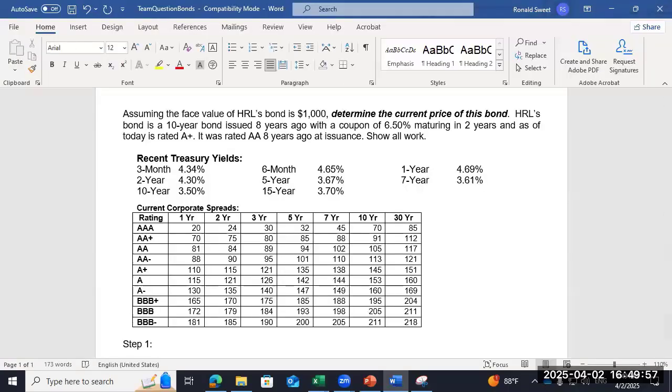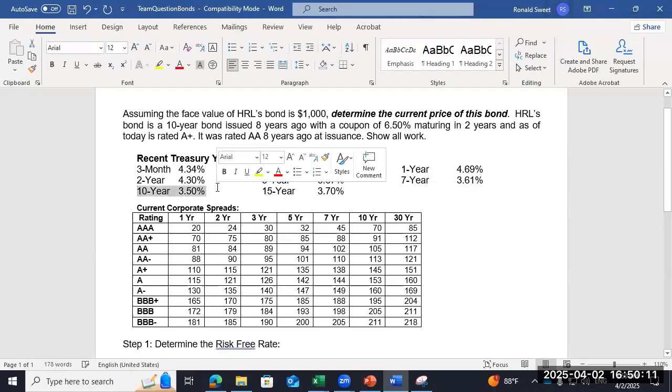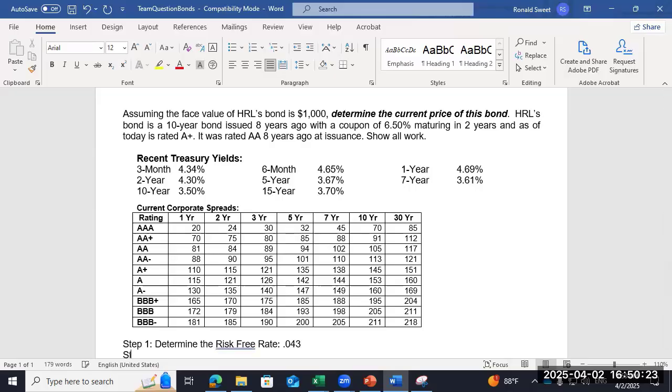So step 1 is determine the risk-free rate. We already got that. It's a 2-year bond. It was a 10-year bond, so that would have been the risk-free rate if it were a 10-year bond, but now it's a 2-year bond. So that's 4.3. And I recommend on the exam, don't use percents. Do everything in decimals. Step 2, determine the spread. Again, it's 2 years, A plus. So that's 115 divided by 10,000 equals 0.0115.